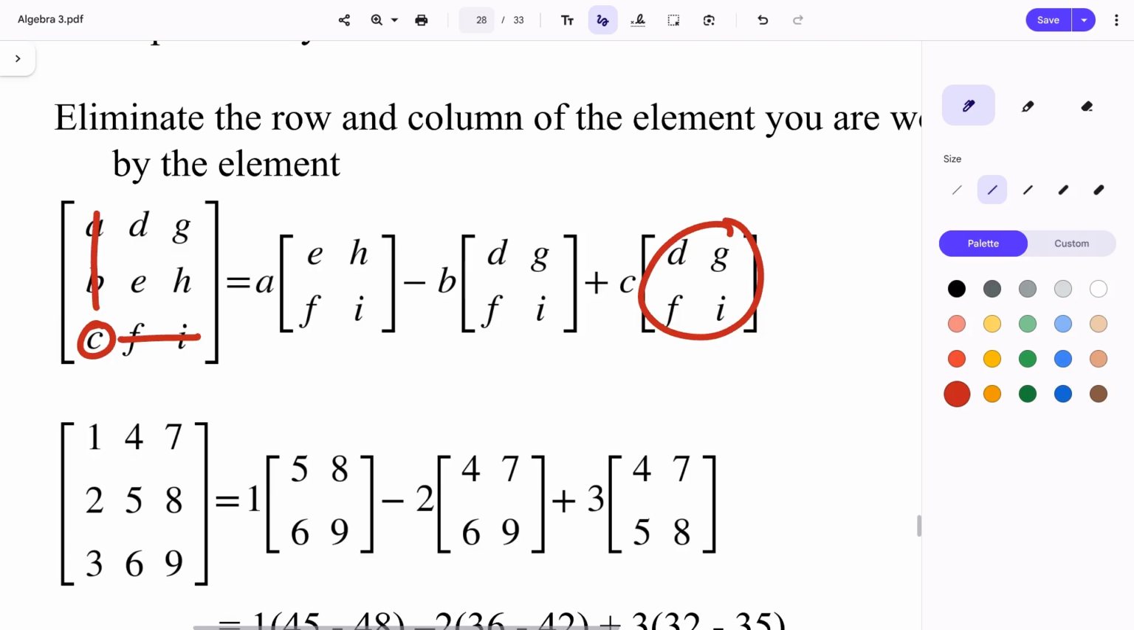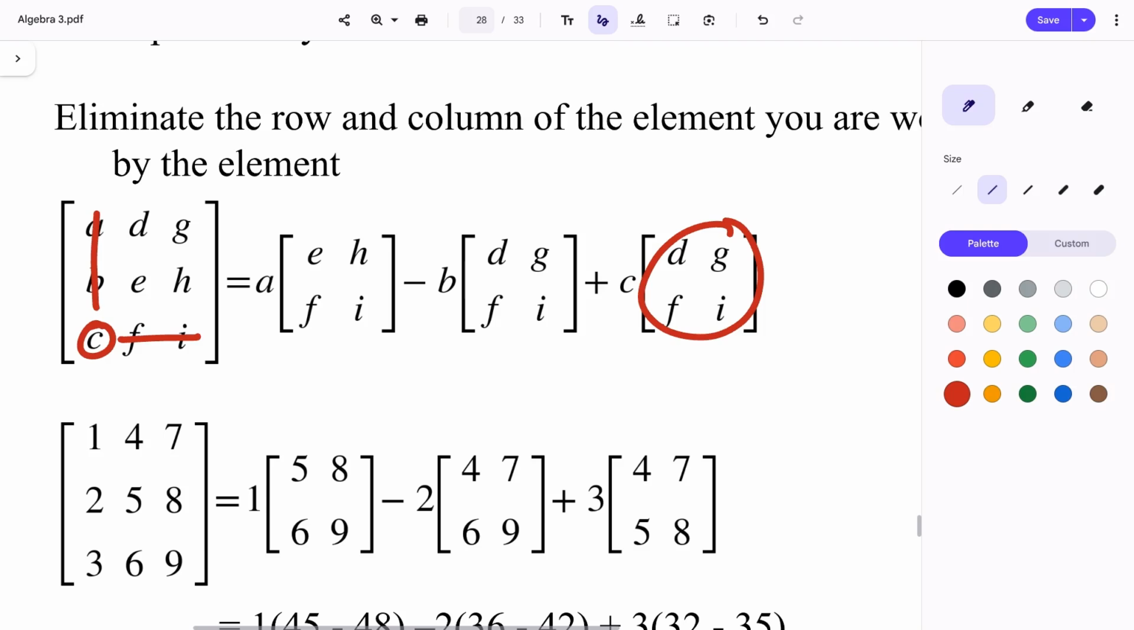It's a little bit of a pattern to get used to, but if you understand that you're taking the numbers from that first row, or first column, I should say, and you're getting rid of all the other row and column elements, then you're left with what's over. So for C, if you're getting rid of F and I.